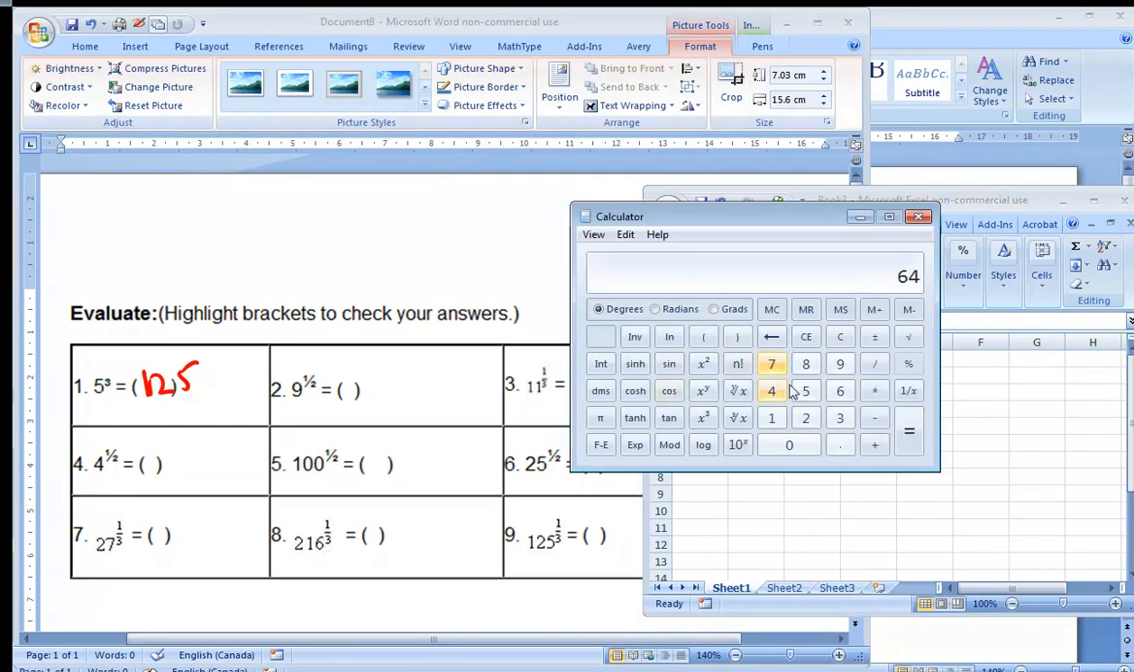And I could have also done it with the calculator. I could have done 5, and some of them have a little hat symbol, some have an X to the Y, but you should see the hat come up anyway. 3, enter, and I still get 125, of course.